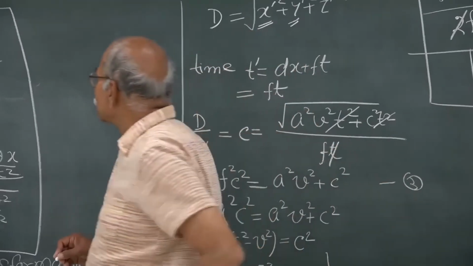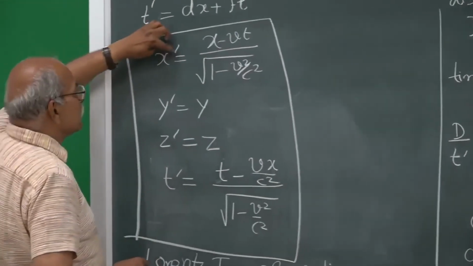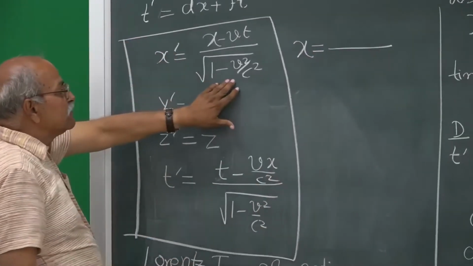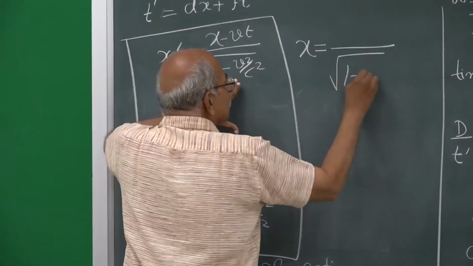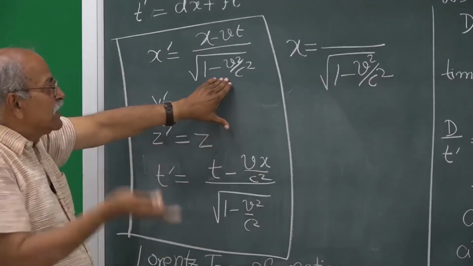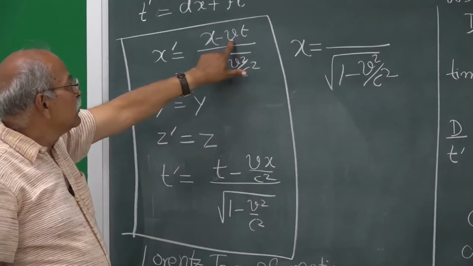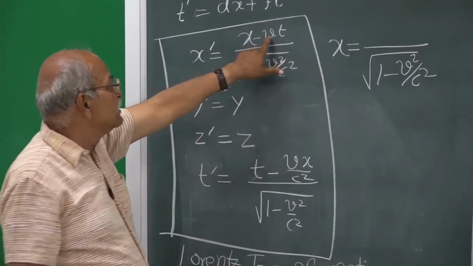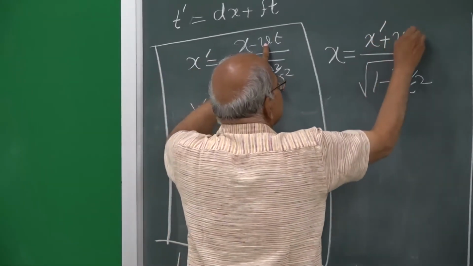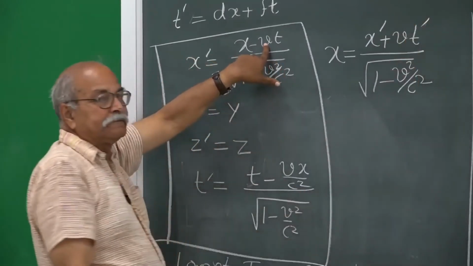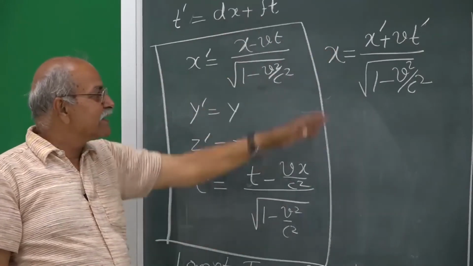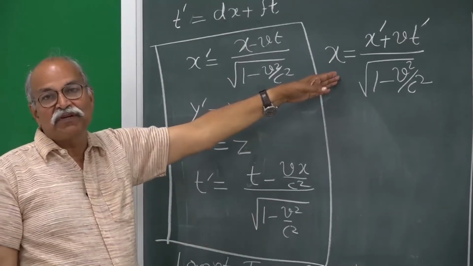So, that inverse transformation will be, if I do it here, write x here equal to, the denominator remains the same, 1 minus v square by c square. When you put minus v in place of v, this does not change. When you put minus v in place of this v, this will become plus. So, it is x prime and plus v t prime. Of course, I can do algebra and get it from all these equations, but simple to use principle of relativity.